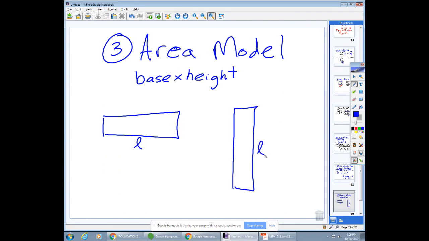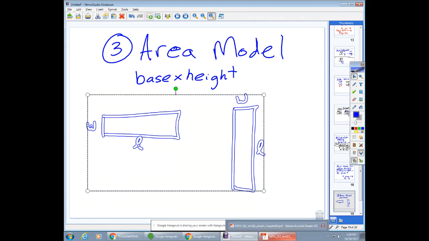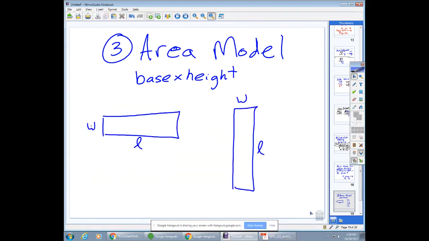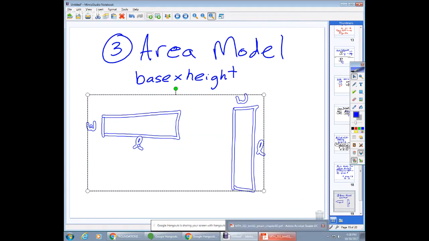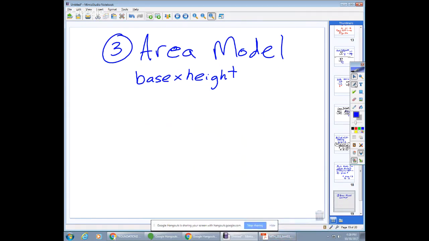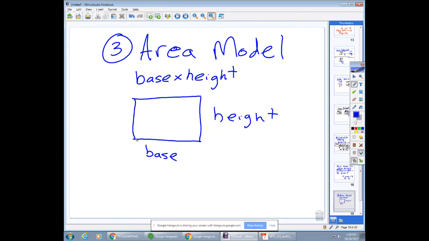And then obviously this would be the width. But it could go either way, couldn't it? I could call this the length and that the width. So I like base and height because whether I'm drawing on my paper or on a board like this, the base is at the bottom and the height comes up from that. But you can do it any way you want. That just feels good to me. And then the area is going to be everything inside.